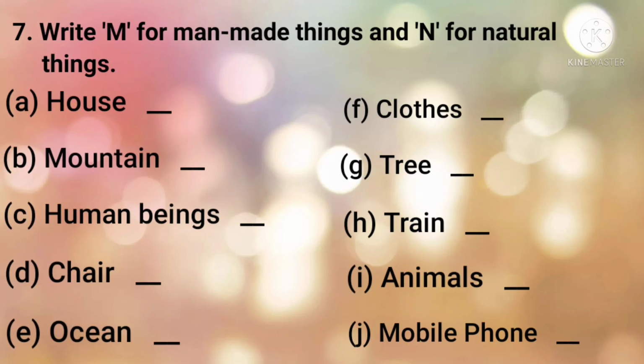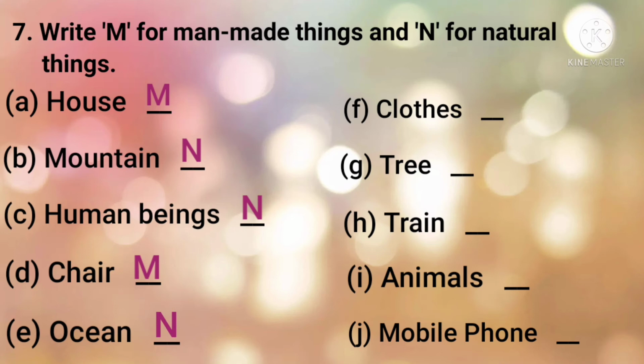Question number 7. Write M for man-made things and N for natural things. Number A. House. It's a man-made thing. Number B. Mountain. It's a natural thing. Number C. Human beings. It's a natural thing. Number D. Chair. It's a man-made thing. Number E. Ocean. It's a natural thing.